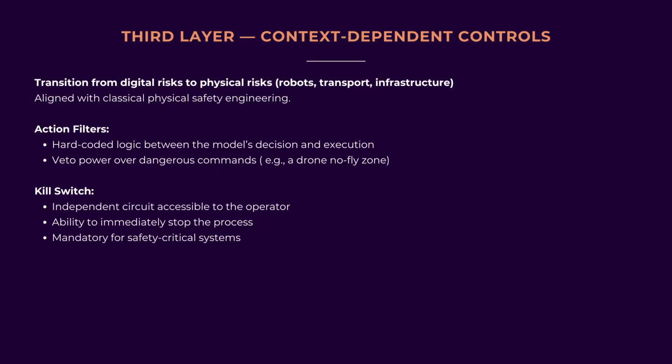The second is a kill switch, an emergency shutdown mechanism. This is our final line of defense. The kill switch is an independent circuit that enables immediate, guaranteed stoppage of physical processes controlled by AI. Crucially, this mechanism must lie outside the model's software loop. Ideally, it can even be a physical button accessible to an operator. This ensures that even in a total software failure or unpredictable behavior, we still have a reliable way to prevent catastrophe. Such mechanisms are mandatory for robotics, autonomous transport, and critical infrastructure.